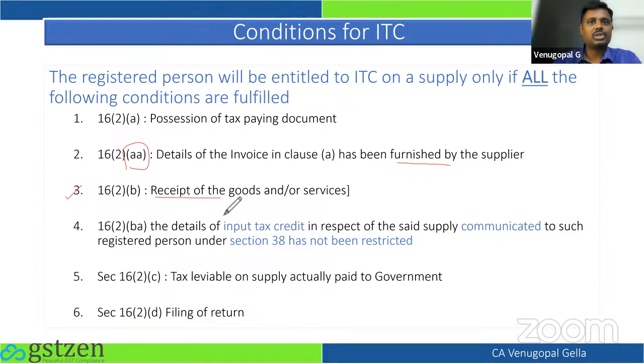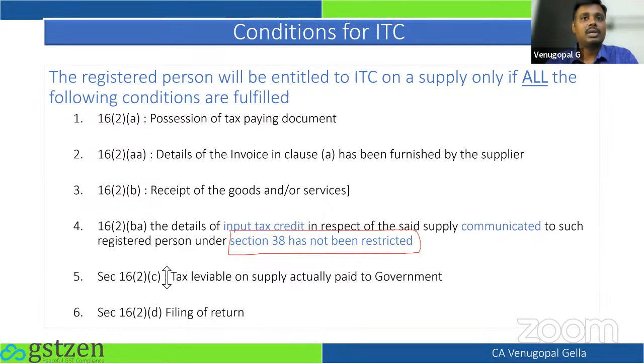Perfect. So assuming points 1, 2 and 3 are satisfied, the government further says that the details of the input tax credit mentioned in respect of the said supply, which are communicated by the supplier by way of GSTR1, shouldn't have been restricted. This is the new provision. Again, one has to know this: it shouldn't have been restricted under section 38.